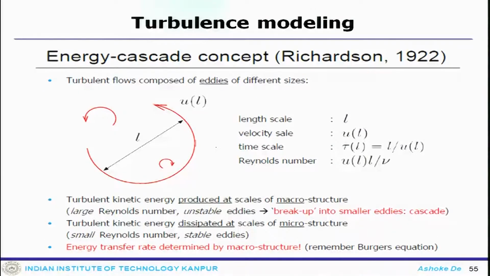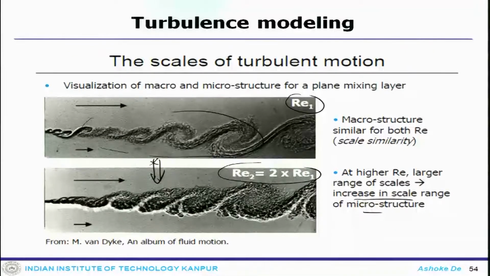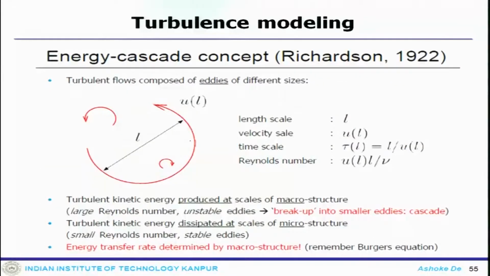So how does the energy go from 1 to n? Whatever field is there, these structures are called eddies or vorticities, and these eddies are of different sizes. That depends on the maximum characteristic length of an eddy. This can be defined based on your geometry, because if you have a channel, the maximum possible size of the eddy would be the channel diameter. So what you define is a length scale L, velocity scale UL, time scale, and the Reynolds number.